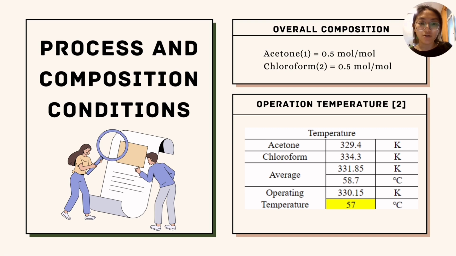The temperature data for the substances are the boiling point of acetone, which is 329.4 Kelvin, and boiling point of chloroform, 334.3 Kelvin. So the average temperature is 331.85 Kelvin, which corresponds to 58.7 degrees Celsius. The operational temperature for our process is 330.15 Kelvin, which corresponds to 57 degrees Celsius. This temperature is chosen to ensure effective separation by taking advantage of the volatility difference between acetone and chloroform.